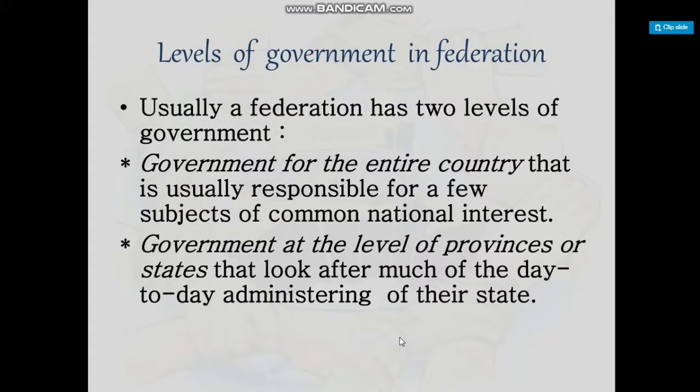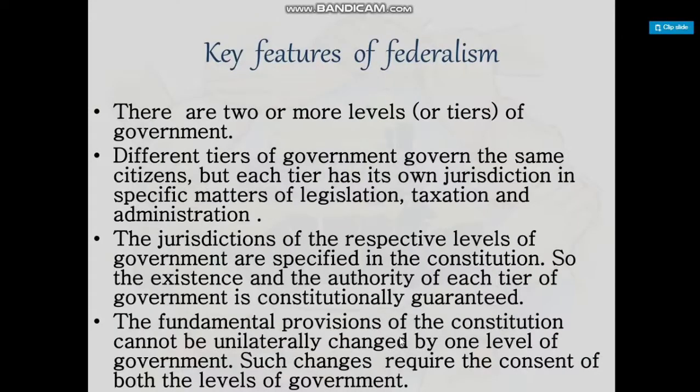What are the levels of government in federalism? You have already studied this in your primary classes. This is just a recapitulation of what we are doing. So, usually in a federation, it has two levels of government. It is government for the entire country, which is called the central government, which will basically look after the common national interest of the entire nation, and government at the level of provinces or state government that will look after the state.